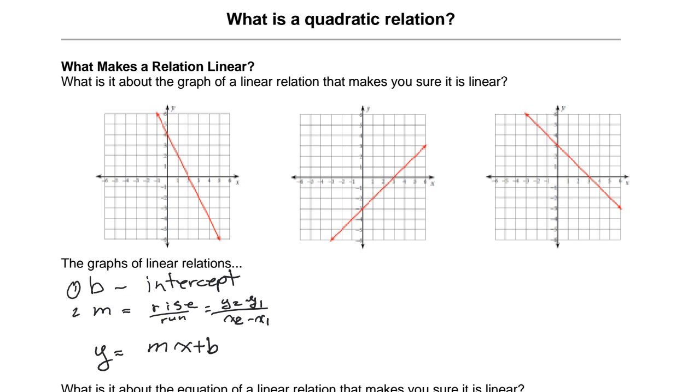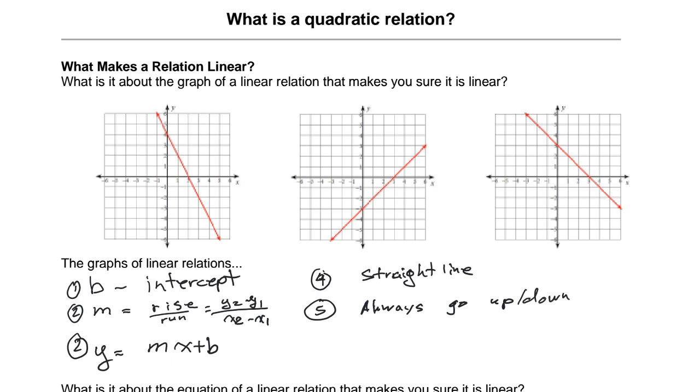So those are some basic things. The other thing that you should put on here is that they form a straight line. And then, they always go up, or let's say up or down, by the same number of steps. All right, so now let's continue with this lesson.